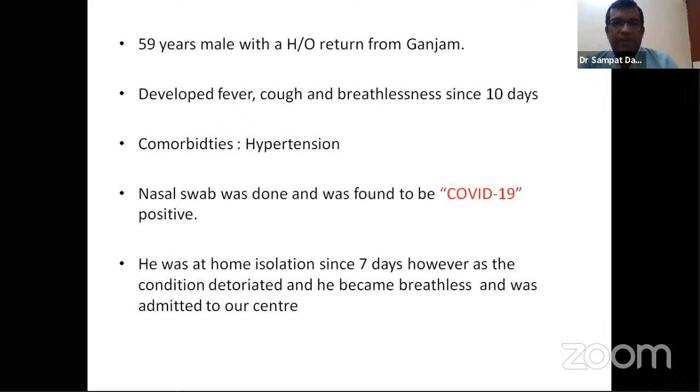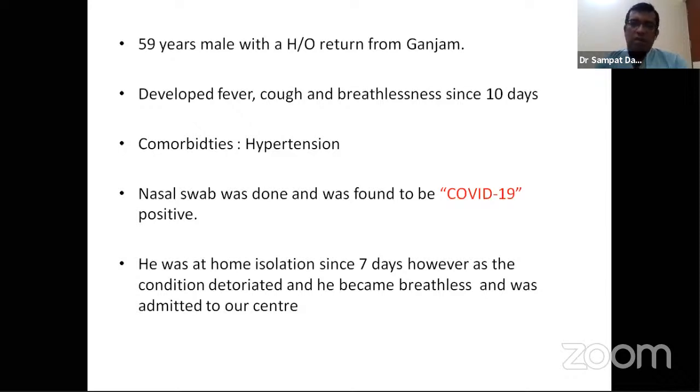This is a 59-year male with a history of return from Ganjam who developed fever, cough, and a bit of breathing difficulty for 10 days. The comorbidity was hypertension, and because of these symptoms of URTI and other things, RT-PCR was done, and it was found to be COVID positive. The patient had very mild symptoms, for which he was advised home isolation. So he was on home isolation with all the symptomatic medications and other things.